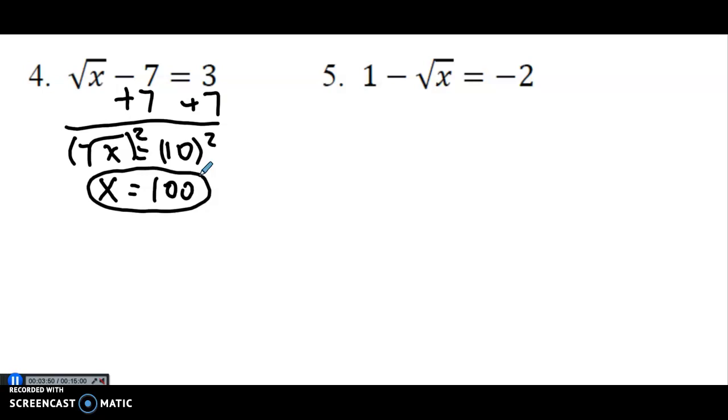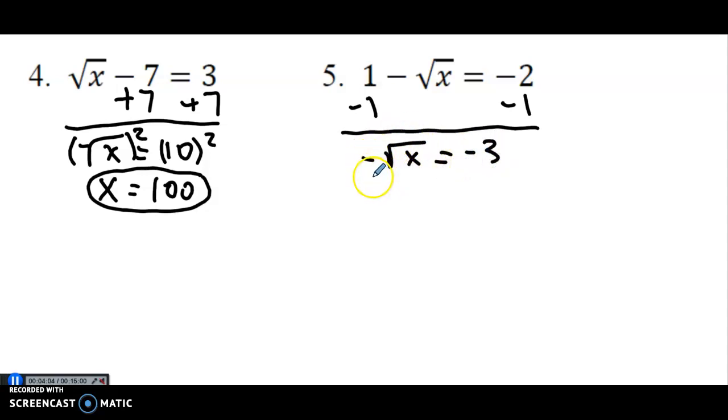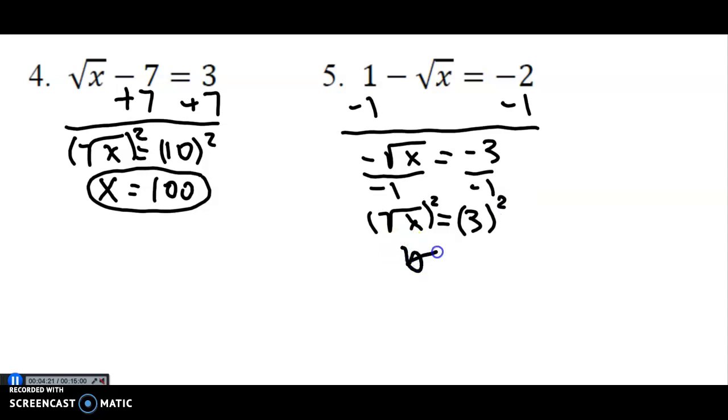On this one, I need to get rid of the 1. Now remember, the 1 is positive here, so I'm going to do minus 1 to both sides. And get negative root of x is equal to negative 3. Again, I'm not completely isolated because I do have this negative. So I'm going to divide both sides by negative 1. And I'm going to get square root of x is equal to 3. And the opposite of square rooting is squaring. And that gives me x. Oh, let me erase that.